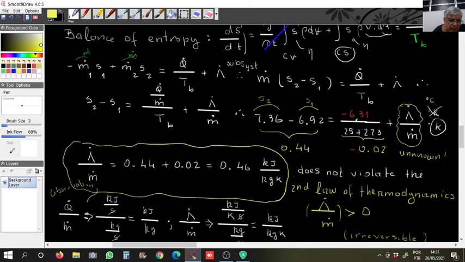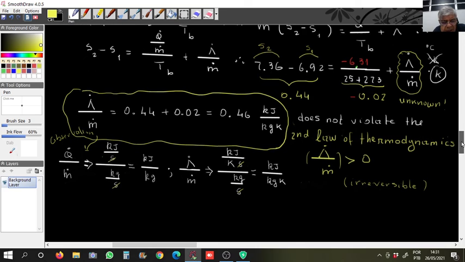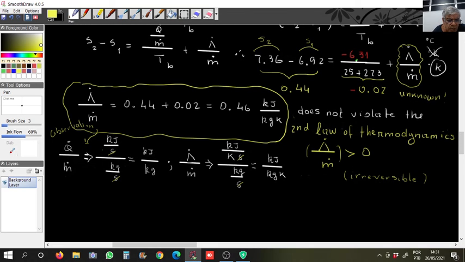See here, Q dot divided by m dot, just for you to see the units. Q dot is kilojoule per second. m dot is the mass flow rate, mass per time. You cancel the time and have kilojoule per kilogram. The rate of entropy is kilojoule per Kelvin per second, and m dot is kilogram per second. You cancel the second, and it is kilojoule per Kelvin per kilogram. Just for you to understand.